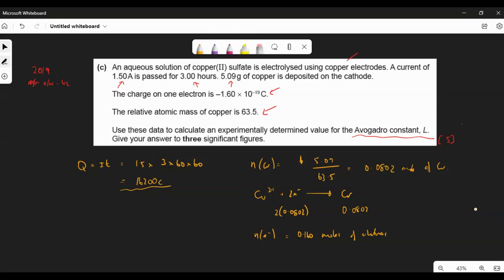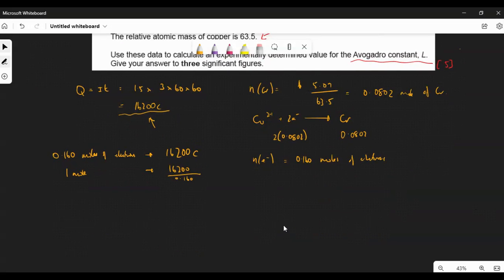All right. Now, here we go. There's the charge. Okay. Now, let's have a look at this. So 0.160 moles of electrons passed, and that has a charge of 16,200 coulombs. Now, therefore, 1 mole of electrons must have a charge of 16,200 divided by 0.16. I'm getting squashed up now. Let me push this up a bit. Okay, so that's the number of coulombs for 1 mole of electrons.